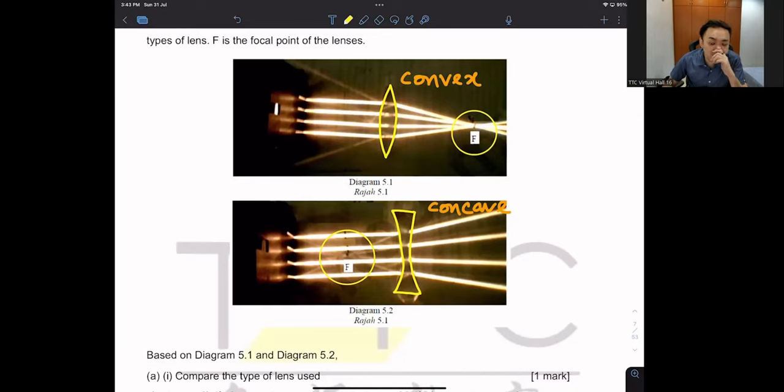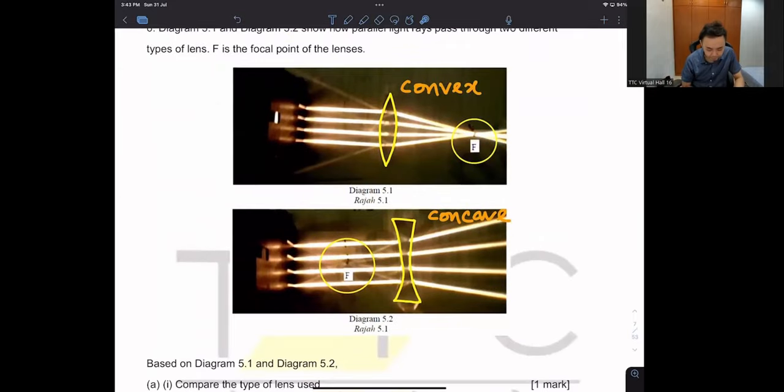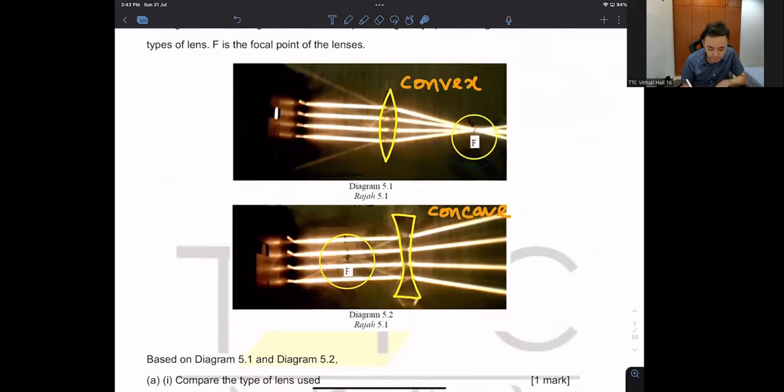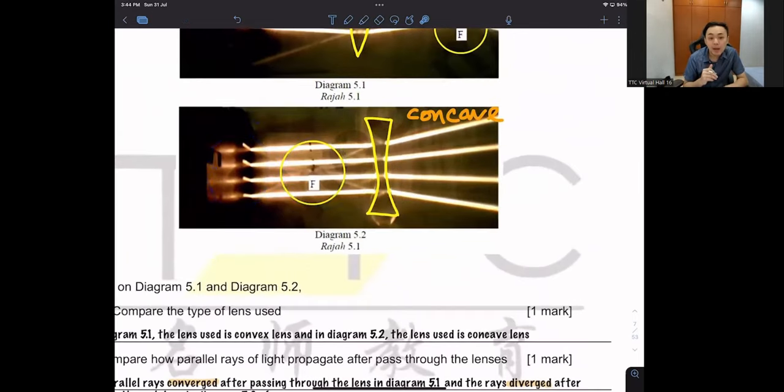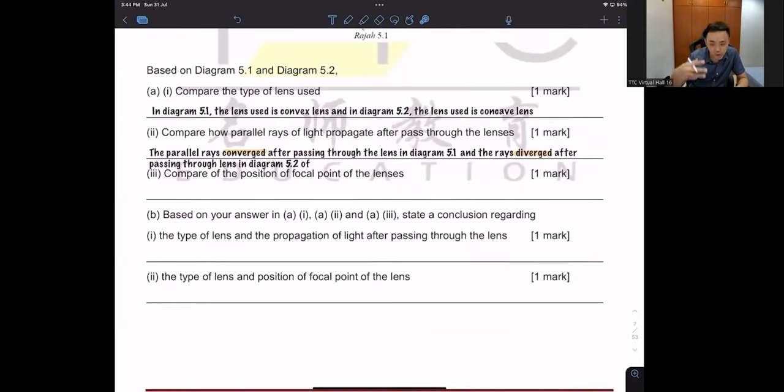You can use the incident ray as a reference point. Yes, exactly. You can say same side and different side as the object. Or now, there's no object here actually. So the so-called object is actually the light rays. So you could say, now, 5.1, this is where your object, or your incident ray, and then this is the focal point. It's on the other side. Now, this one, your object is here, your incident ray is here, and then your focal point is also on the same side. So you could say before lens or after lens also can, all right?